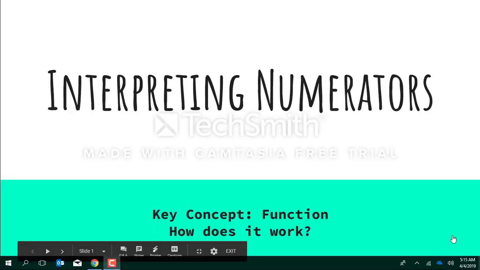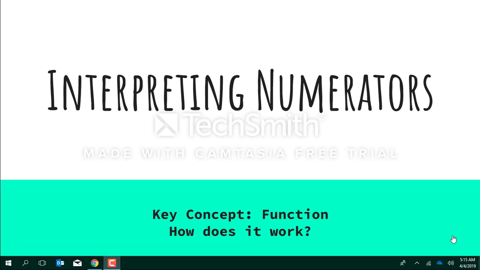Today you will be learning how to interpret numerators. The key concept that we will explore today is the function of numerators in a fraction. The big question today is, how does it work?